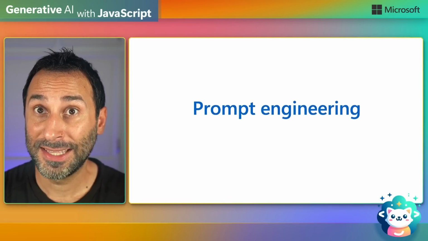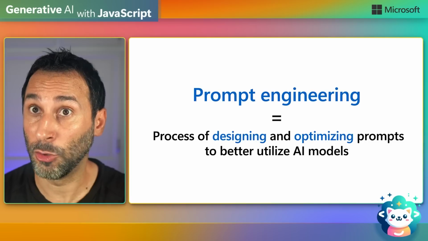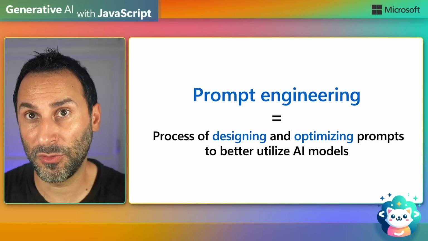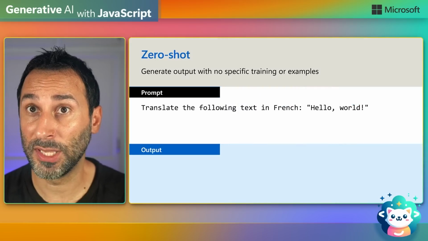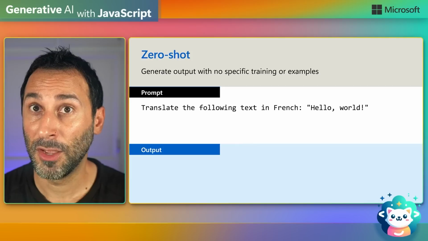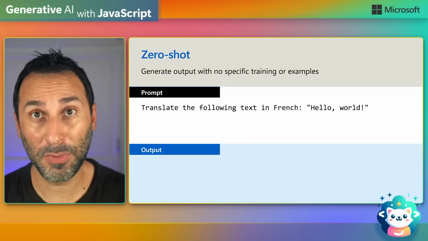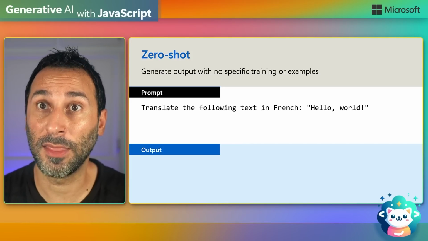Prompt engineering is the process of designing and optimizing prompts to get better results from AI models. You'll often hear some fancy names when talking about prompt engineering techniques, but behind the fancy names, there are simple concepts that you can easily understand and apply.